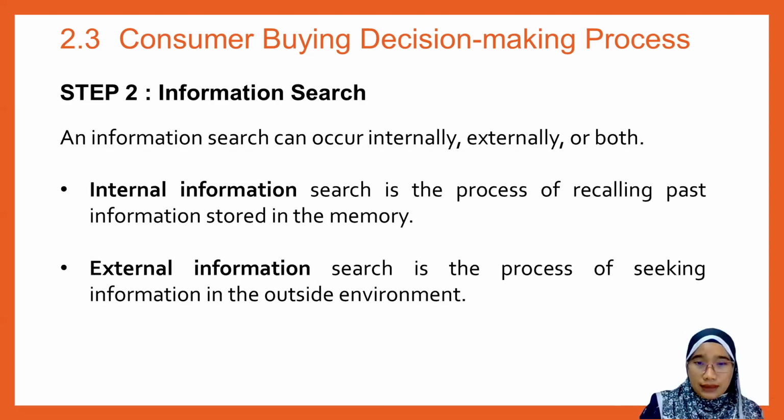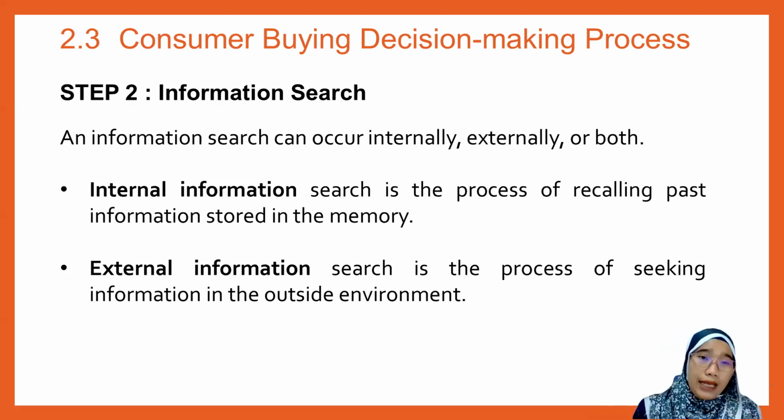Okay, external information search is the process of seeking information in the outside environment. Boleh banyak sources lah: friends, family, internet and so on, social media. So that was on information search. So you kumpulkan maklumat tu, those kinds of information, and this is to help to make a decision.